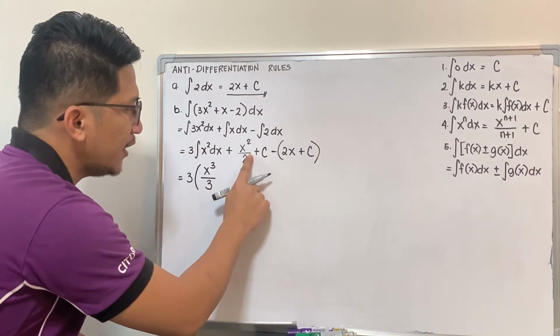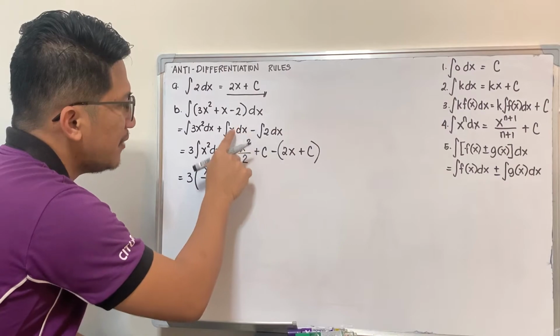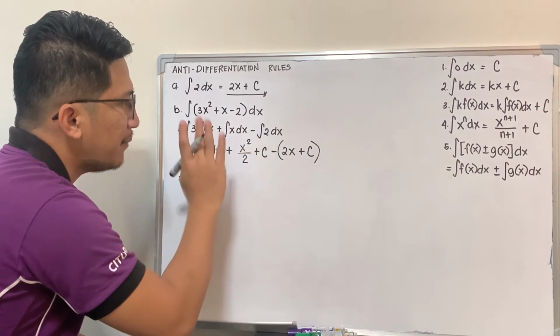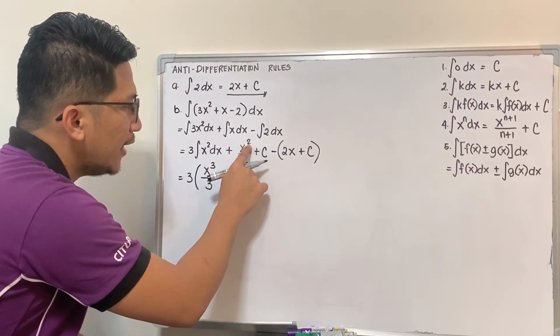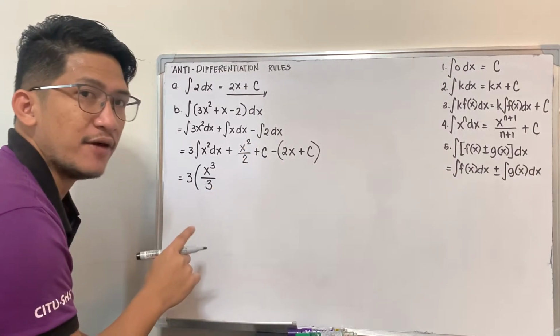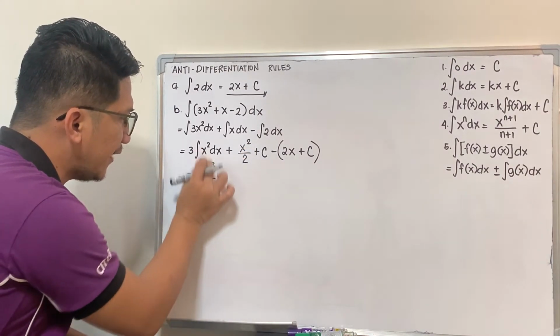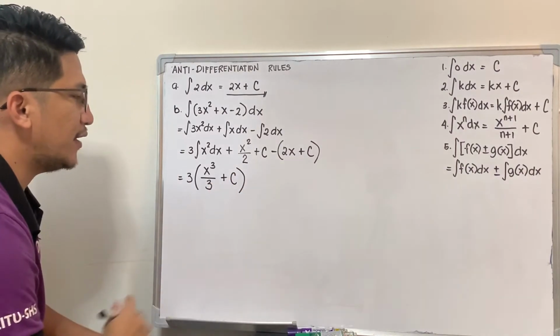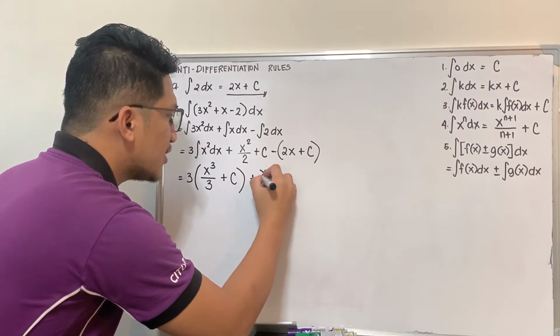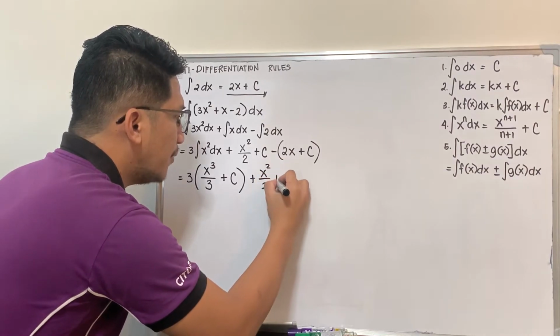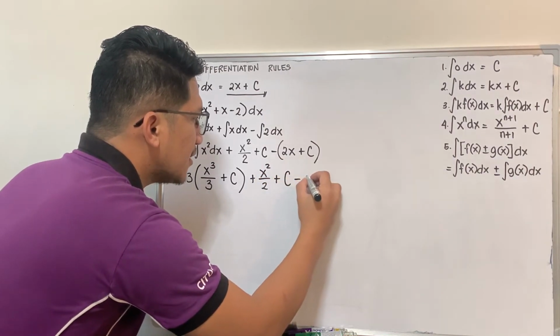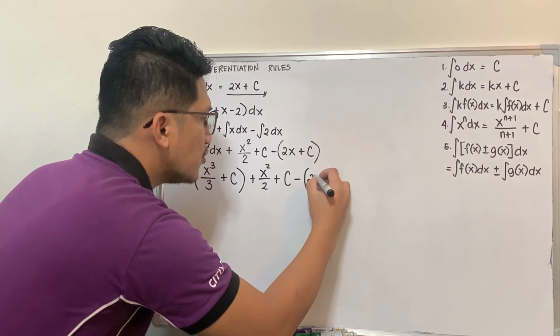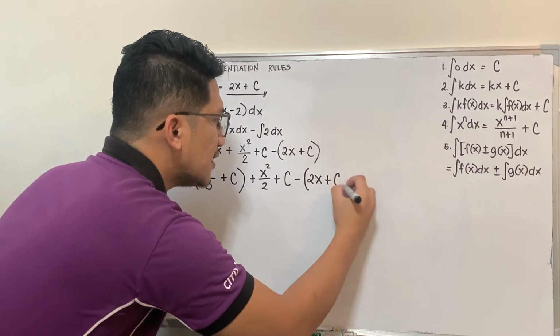Mao ni ang gibuhat diri ganina. Kay 1 man ang exponent diha, so ang 1, mag-plus kag 1, this becomes 2. And then mao na imong divisor. And the same way, nag-integrate, naa na siya plus C diha. And then you have plus x squared all over 2 plus C, minus 2x plus C.